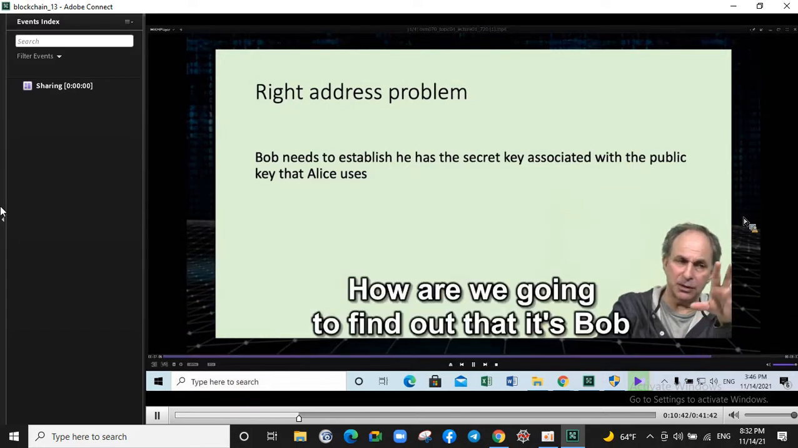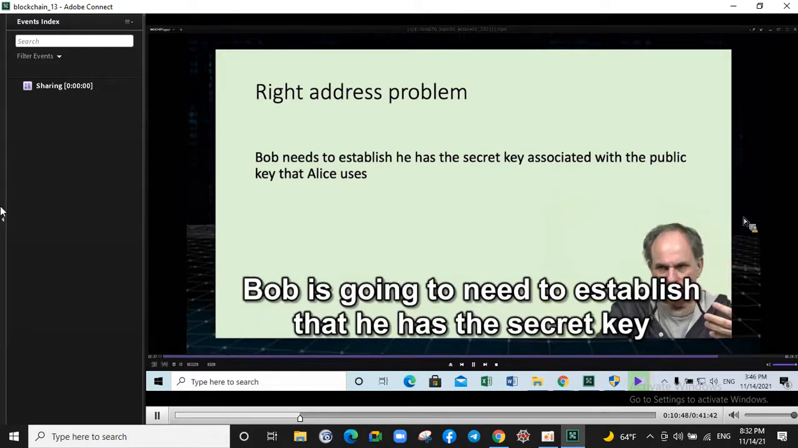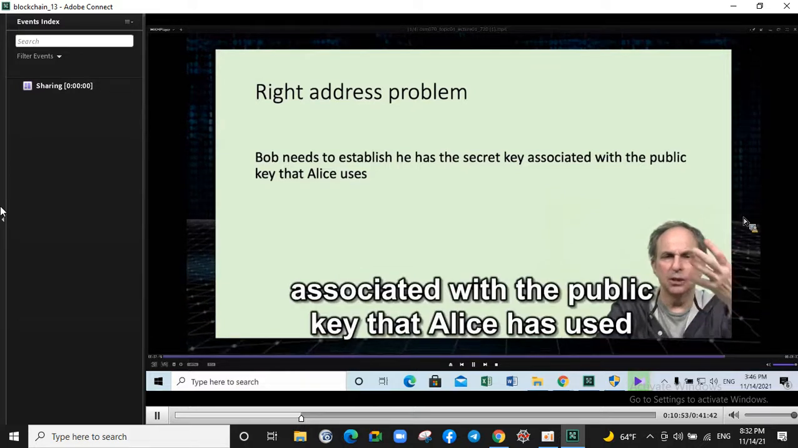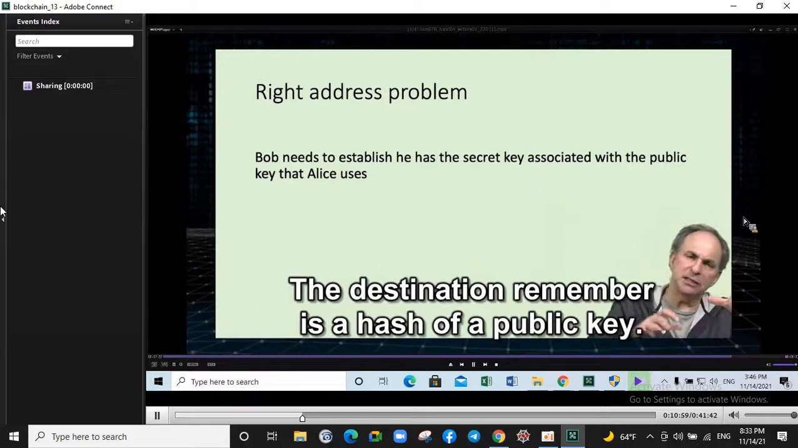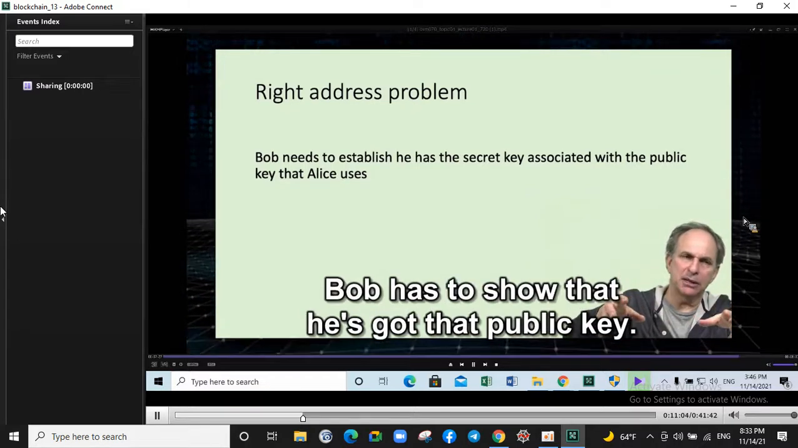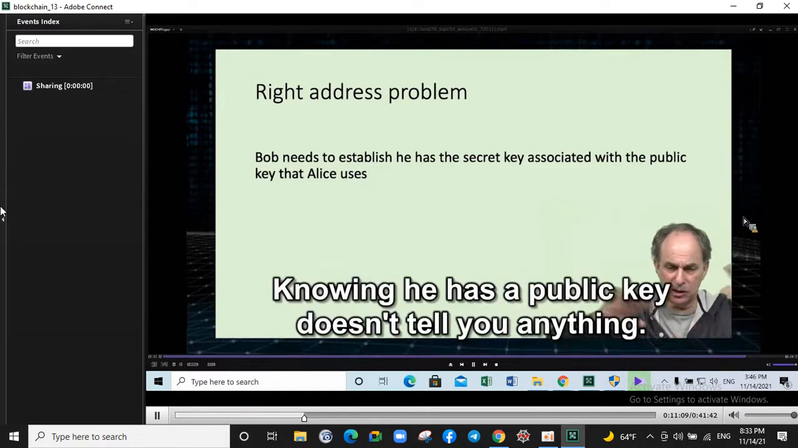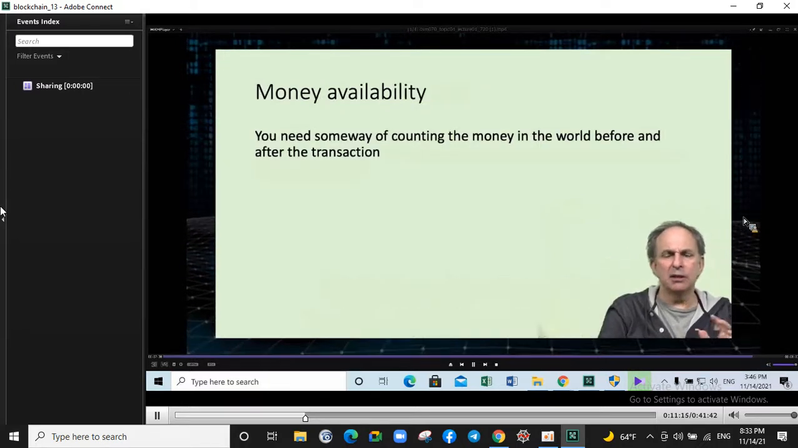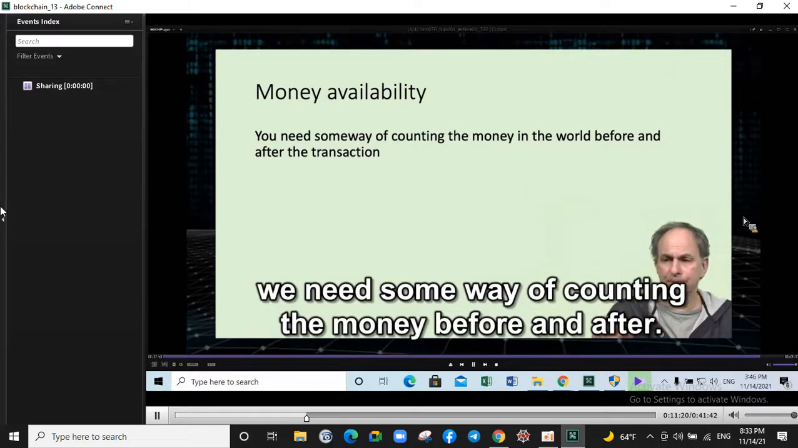How are we going to find out that it's Bob who's going to spend the money? Bob is going to need to establish that he has the secret key associated with the public key that Alice has used in the transaction. That's the destination, okay? Right, the destination, remember, is a hash of a public key. Bob has to show that he's got that public key. He's got the secret key associated with that public key. Everybody might have the public key. Knowing he has the public key doesn't tell you anything. He has to show he's got the secret key or private key associated with it. Money availability, in whatever units we need, some way of counting the money before and after, right?